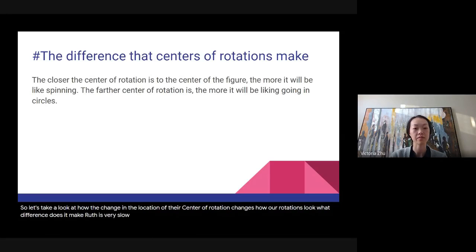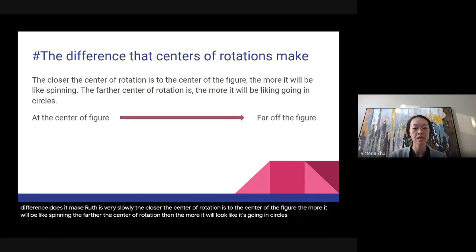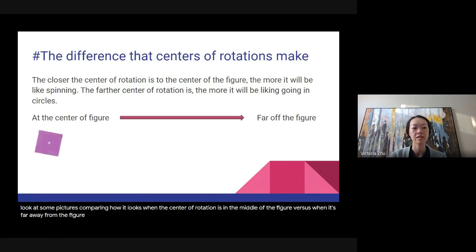Read this very slowly. The closer the center of rotation is to the center of the figure, the more it will be like spinning. The farther the center of rotation, then the more it will look like it's going in circles. So let's take a look at some pictures comparing how it looks when the center of rotation is in the middle of the figure versus when it's far away from the figure. So when it's in the center, the white dot represents the center of rotation. Then the spinning of the square, the figure, is spinning around.